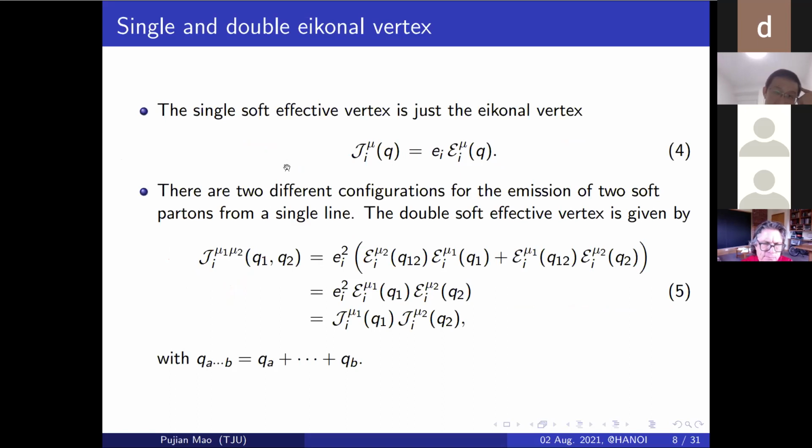And then the single soft effective vertex is just an eikonal vertex. For the double one, there are only two possibilities, and it's just 1, 2 or 2, 1, and it's a very simple mathematical game. And interestingly, you find this effective vertex is just a product of two single vertices.